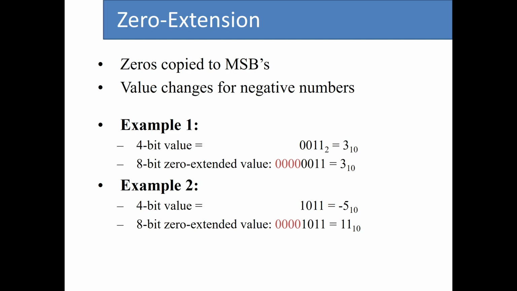However, for 0 extension, what we do is copy zeros to the most significant bits. For negative values, the value of the binary number would change. Let's take a look at some examples here. Again, we start with an example of a positive number. We have +3, and we want to 0 extend it to make it 4 bits. So this is +3 itself.